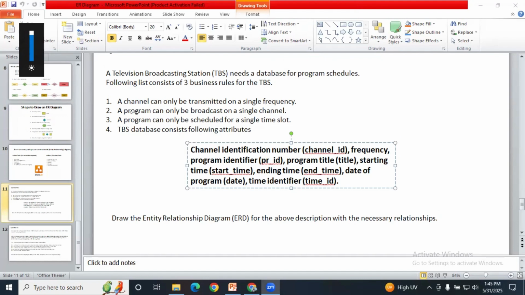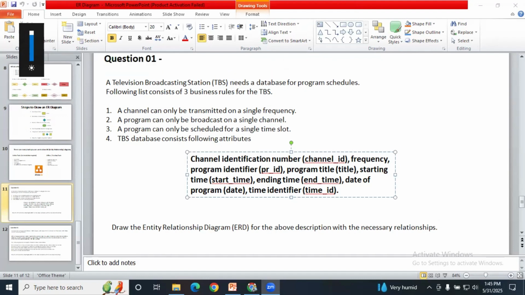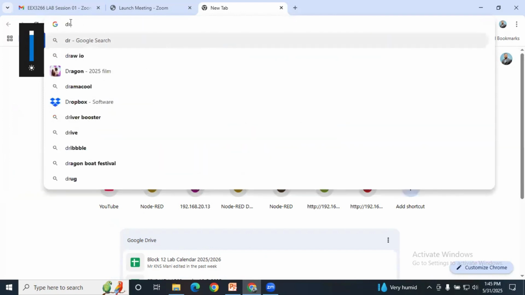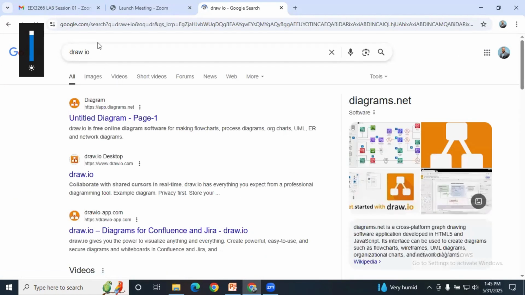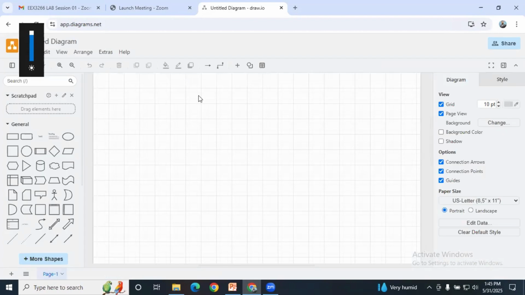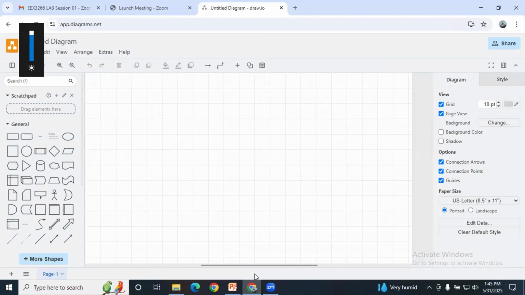So we can say it is a primary key of the entity. Okay. So this is the question, and let's move on to drawing this ER diagram. So we can use draw.io. You can follow me. You can search draw.io and click the result, and you are redirected to a page. You can see this kind of page.